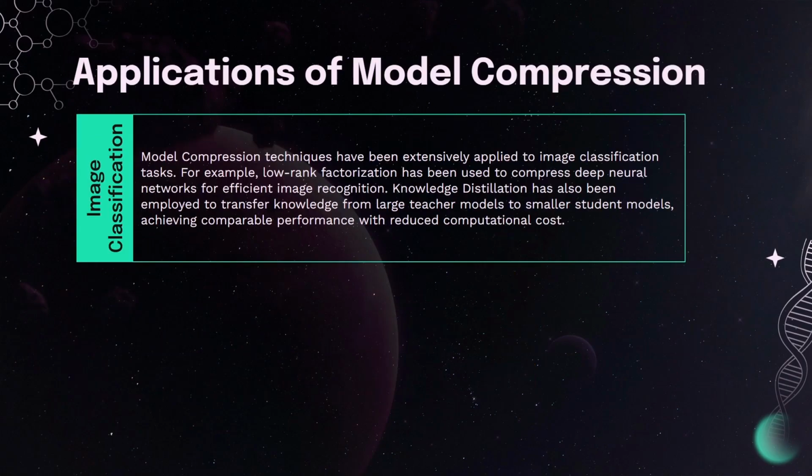Now, talking about the applications of model compression, we find its extensive use in image classification. For example, low-rank factorization has been used to compress deep neural networks for efficient image recognition. Nowadays, the most popular technique used for model compression is knowledge distillation, where the knowledge is distilled from a bigger teacher model to a smaller student model. For example, the knowledge from ResNet 50, which is a fairly large and complex model, can be distilled to a smaller model, for example, MobileNet V2.